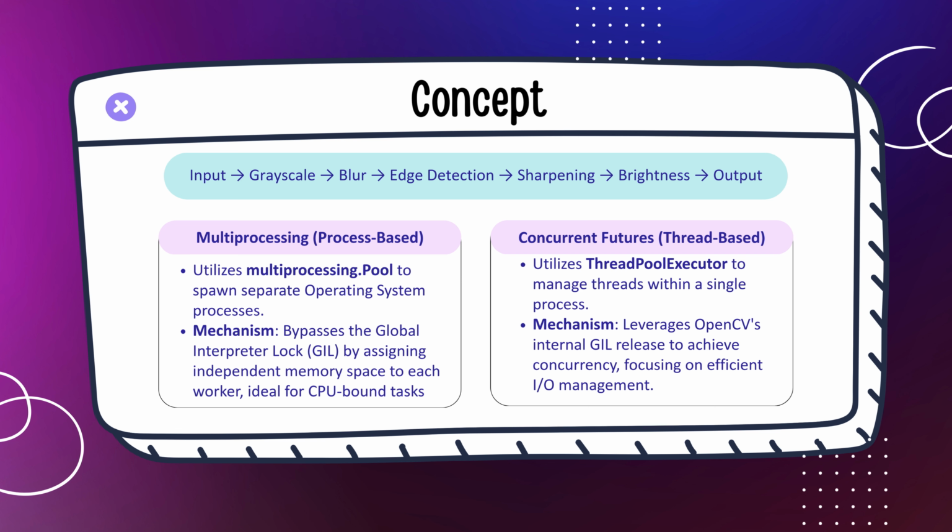First, multiprocessing. Multiprocessing is a process-based approach where it utilizes a multiprocessing pool to spawn separate operating system processes. It bypasses the global interpreter lock by assigning independent memory space to each worker, and this is ideal for CPU-bound tasks. Next is concurrent.futures, which is thread-based. It utilizes ThreadPoolExecutor to manage threads within a single process. It leverages OpenCV's internal GIL release to achieve concurrency, focusing on efficient input-output management.